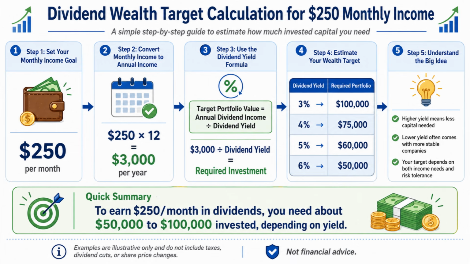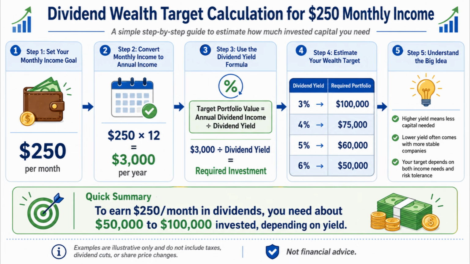After that, use the dividend yield formula. The basic formula is target portfolio value equals annual dividend income divided by dividend yield. In this case, the annual dividend income is $3,000. So, we divide $3,000 by the dividend yield to estimate how much investment capital may be required.